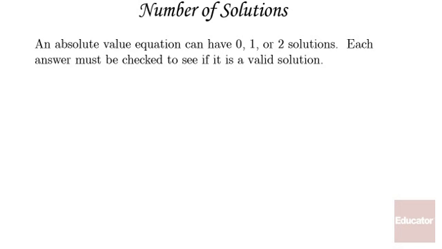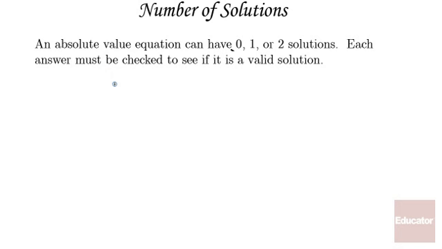So we just talked about a situation where there is no solution. An absolute value equation can have 0 solutions, which we just discussed, that's the empty set, 1 solution, or 2 solutions. And it's important to check each answer to make sure that it is a valid solution.